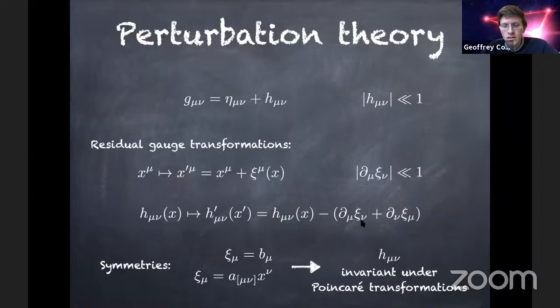In particular, there are 2 particular transformations that leave the linearized metric invariant. And these are the symmetries of the linearized theory. If you take a translation parameterized by a constant b, or if you take a Lorentz transformation parameterized by an antisymmetric tensor times the coordinates x, this term is 0, so the linear metric is invariant. So the linear metric is invariant under Poincare transformations.